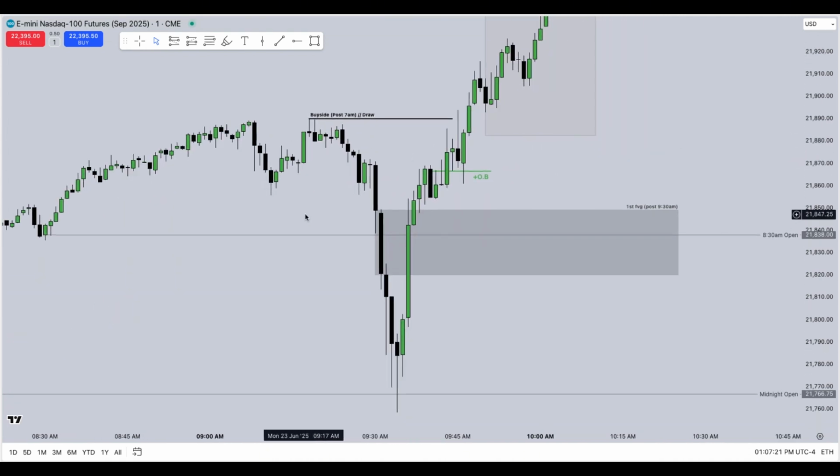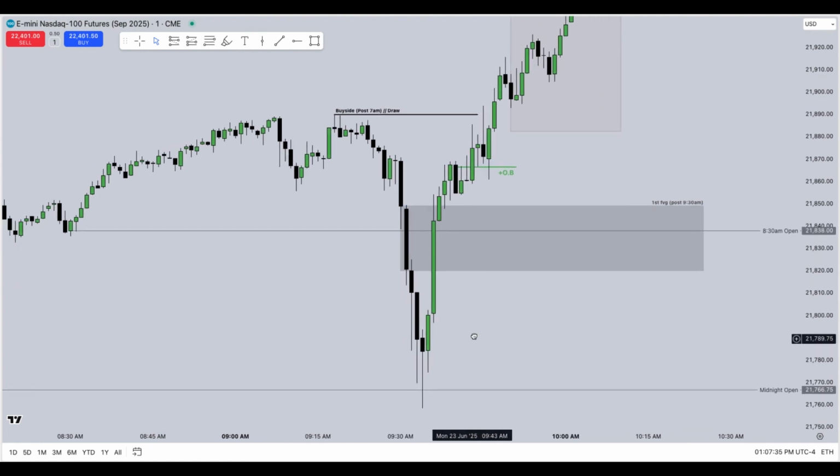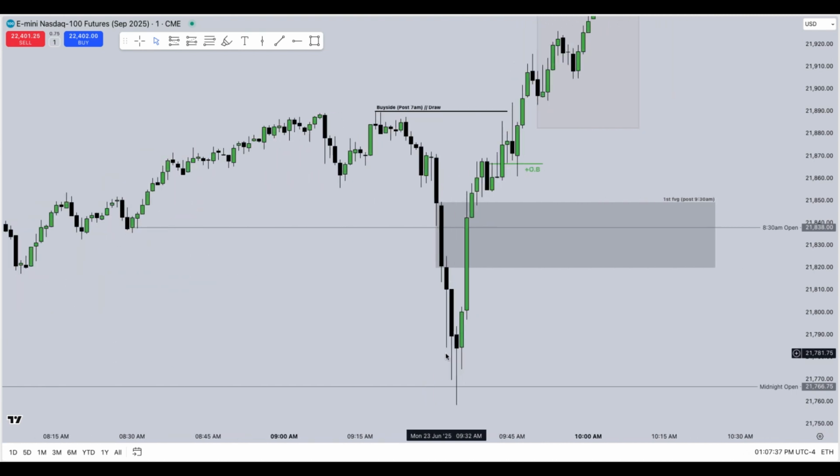In the 2024 mentorship, ICT taught us about a lot of things actually, but the first presented fair value gap is one of them. So I use the first presented fair value gap for my trades here, and to just have insight on what the price is trying to do. After we swept the sell side and went into a deep discount, the price immediately went higher, forming a balanced price range.